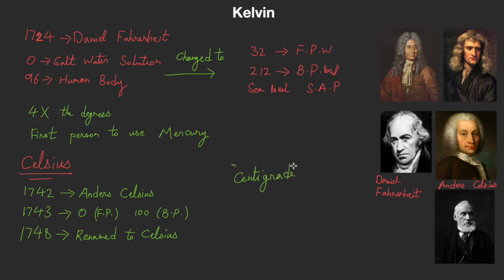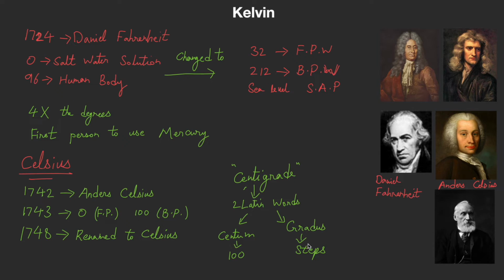Centigrade. So centigrade is based on two Latin words. One is centum, which basically means 100. And gradus means steps, so 100 steps. So centigrade, 100 steps. So that's the reason why 0 was for the freezing point and 100 was for the boiling point. And because of it, he named it centigrade. It comes from two Latin words, centum meaning 100 and gradus meaning steps, 100 steps.